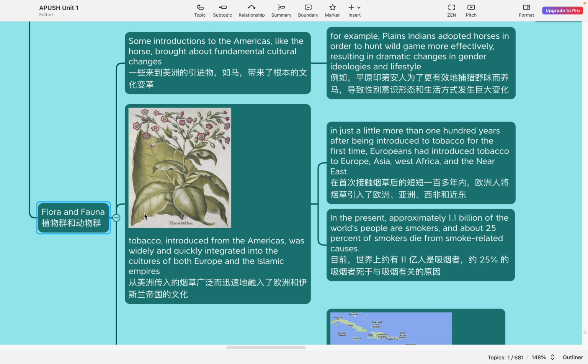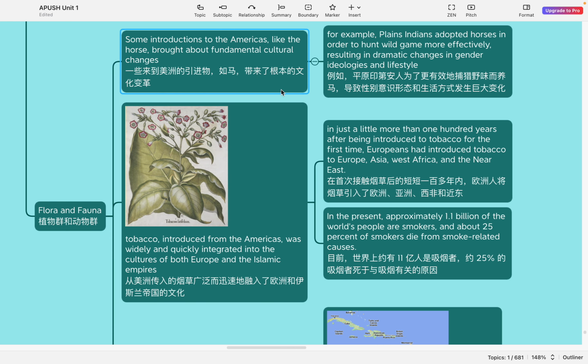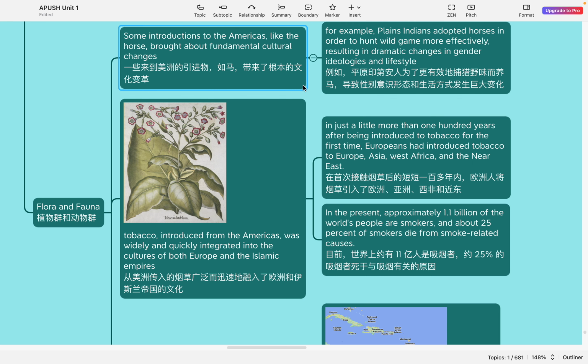Aside from edible plants and animals, some introduced species like horses significantly changed the hunting practices of the Plains Indians in the Americas. Horses turned hunting into a highly specialized and dangerous activity, allowing hunters to cover larger areas and chase faster prey.